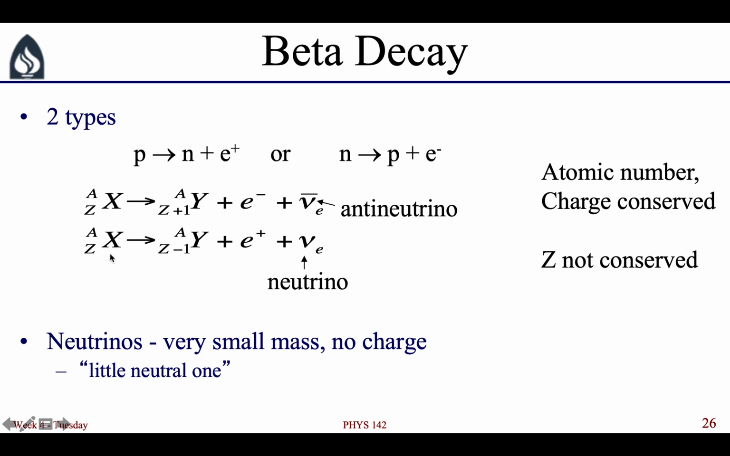The other kind of beta decay involves the production of a positron. In that case, we have a proton turning into a neutron, so one of the protons goes away. And we have a daughter nucleus with one less proton than before, but still the same mass number, plus a positron, plus a neutrino. So the neutrinos actually carry away some of the energy of this interaction.